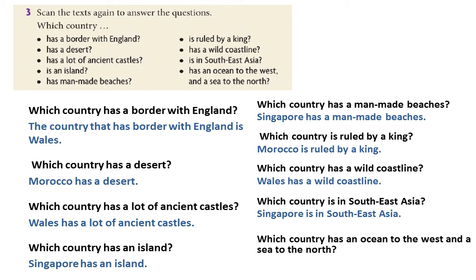Which country has an ocean to the west and a sea to the north? It is Morocco. Morocco has an ocean to the west and a sea to the north. So these are the answers to these questions we already got from scanning the three paragraphs, and also we need intensive reading. In intensive reading, we need to take notes in order to answer these questions.